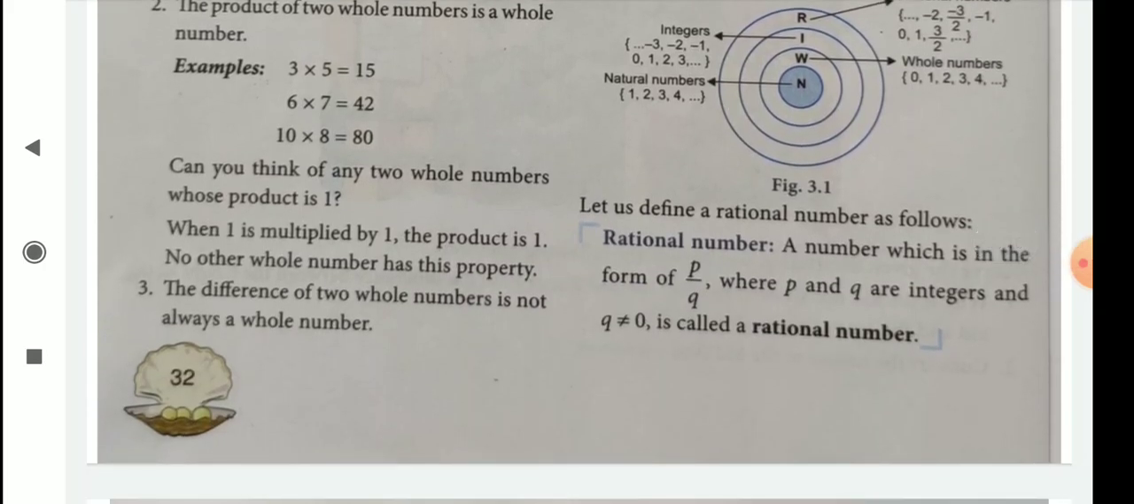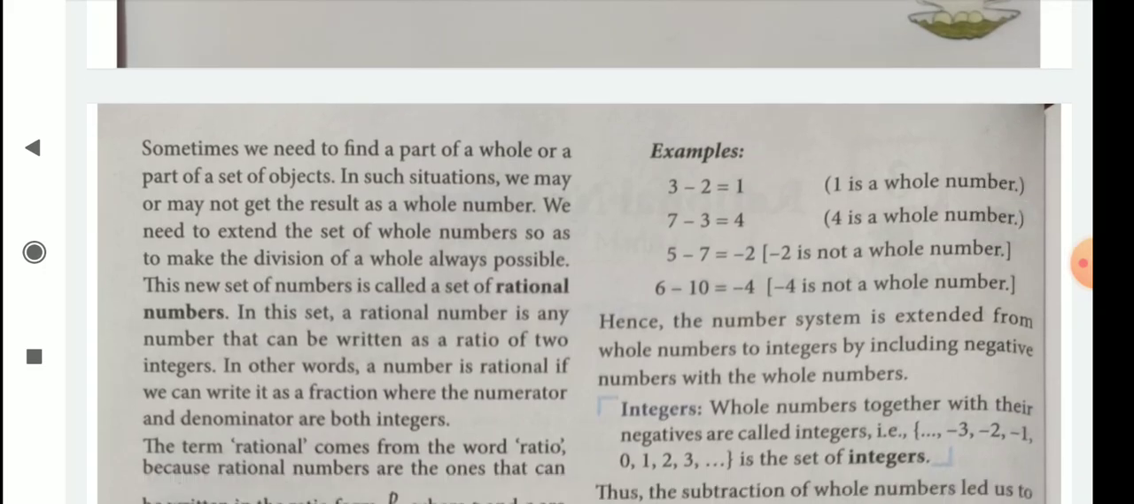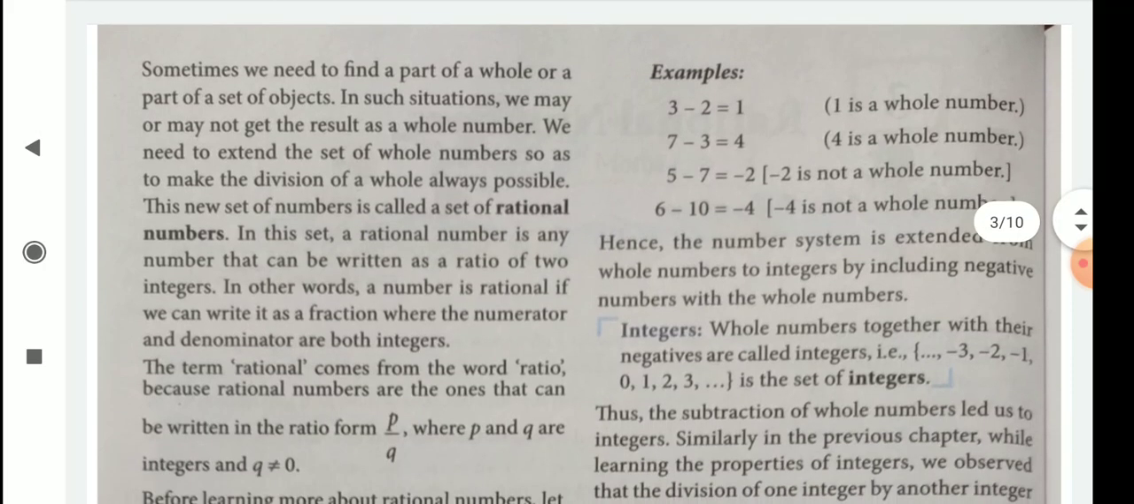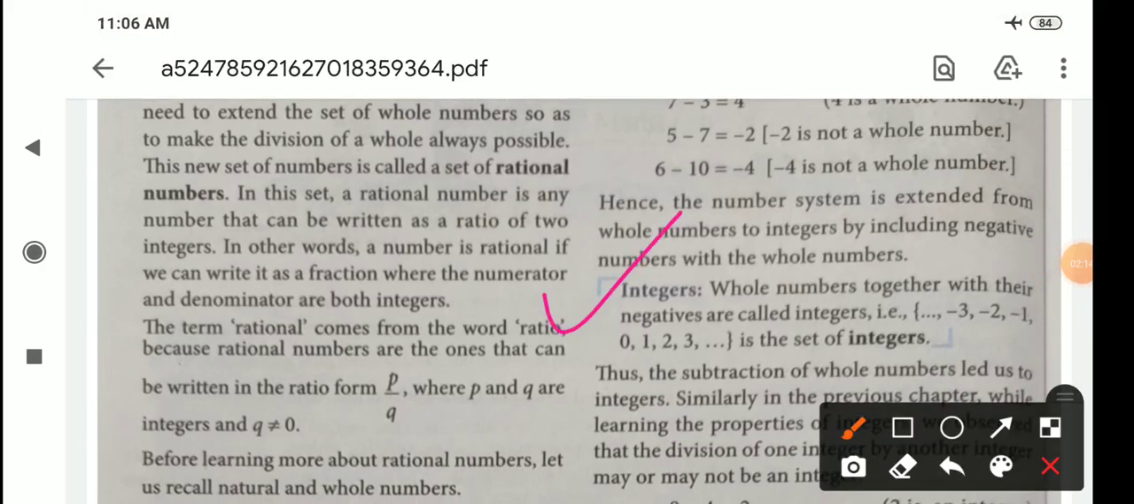Then three, the difference of two whole numbers is not always a whole number, because 3 minus 2 equals 1, 7 minus 3 equals 4, these are whole numbers, but 5 minus 7 is equal to minus 2, which is not a whole number, it is an integer. So what are integers? Whole numbers together with their negatives are called integers. Children, if we add negative numbers to whole numbers, then that set is known as integers.